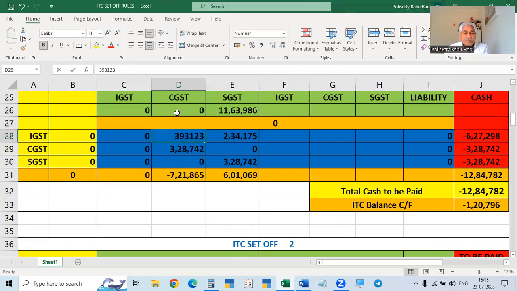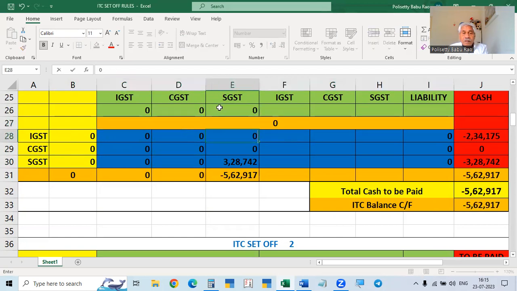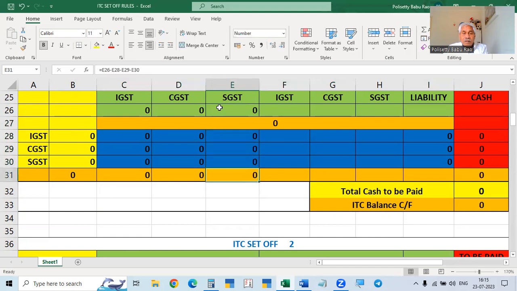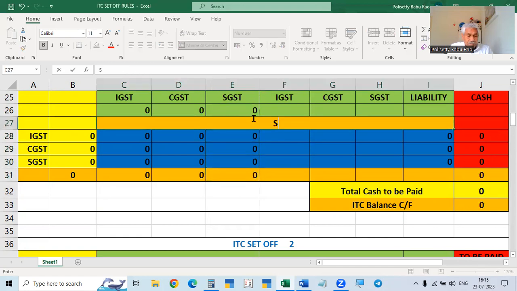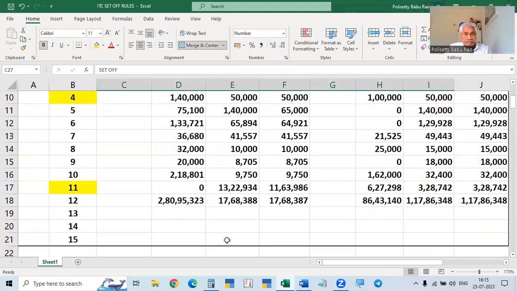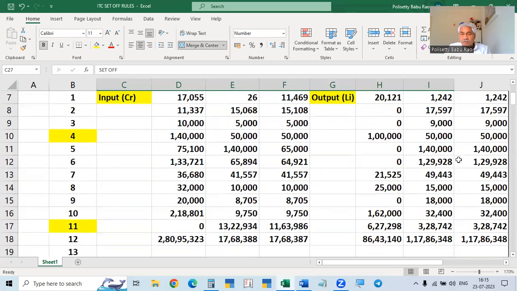See here. We will take up another example here. We will take up this example. See here. Here there is no ITC, but here there is no liability. So we will take up this one.